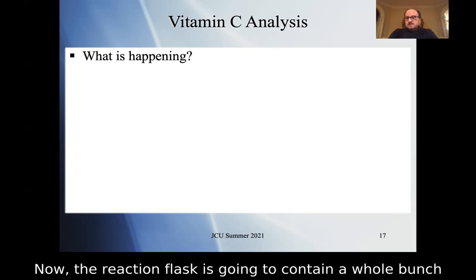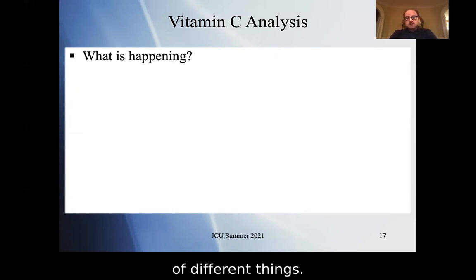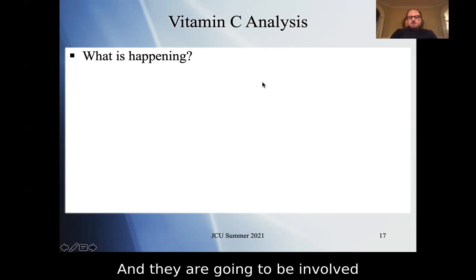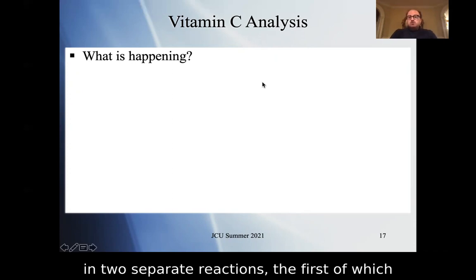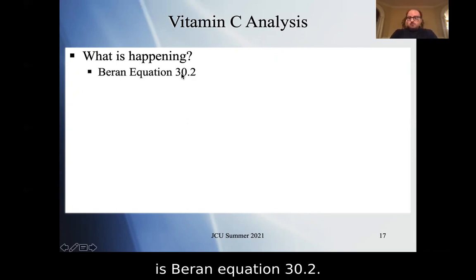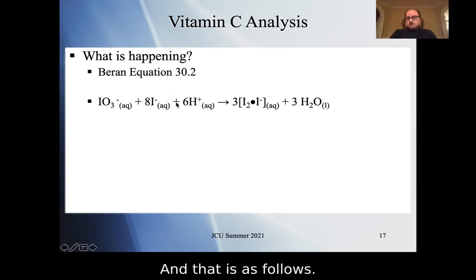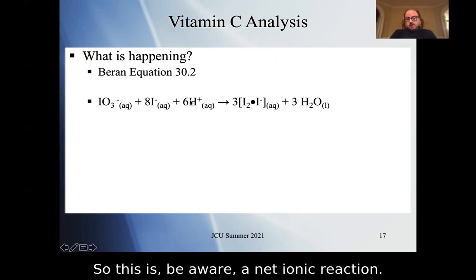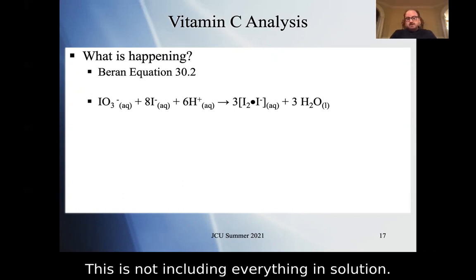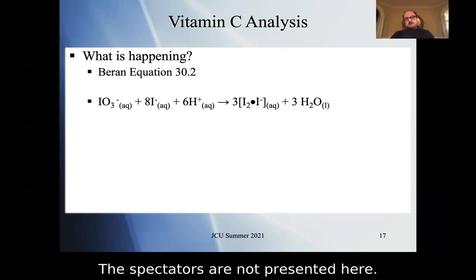Now, the reaction flask is going to contain a whole bunch of different things, and they are going to be involved in two separate reactions. The first of which is Barron equation 30.2, and that is as follows. So this is, be aware, a net ionic reaction. This is not including everything in solution. The spectators are not presented here.